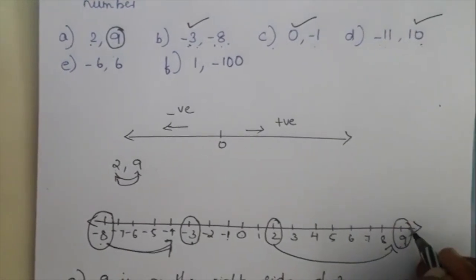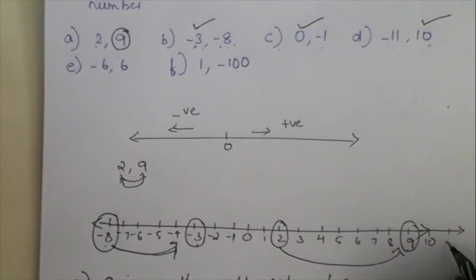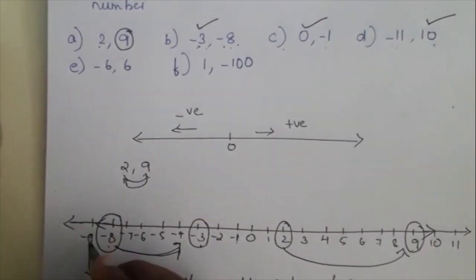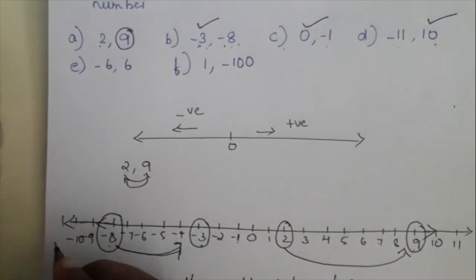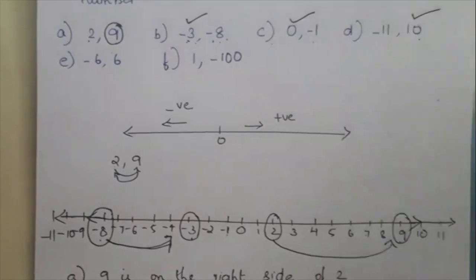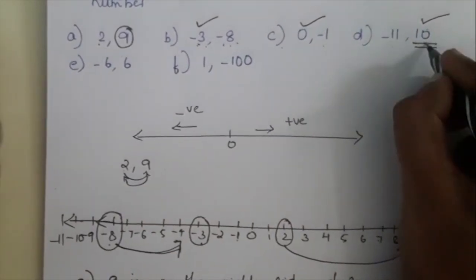So in this number line, if you extend it, you can write 10 and 11. If you extend it the other way, you can see minus 9, minus 10, minus 11. So which number is on the right side? 10 is on the right side because 10 is the greatest number. The greatest number will be on the right side.